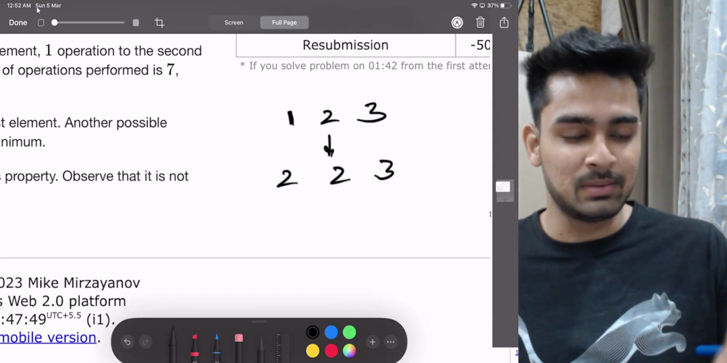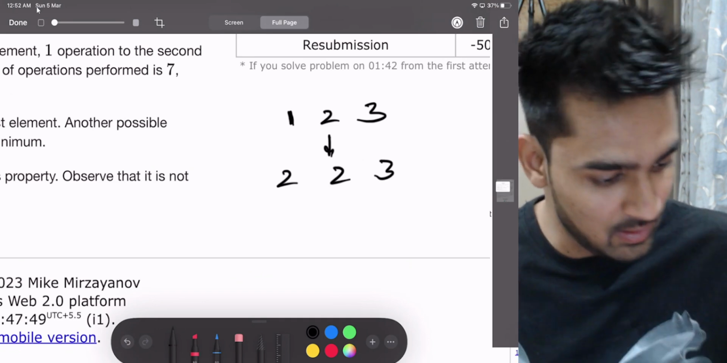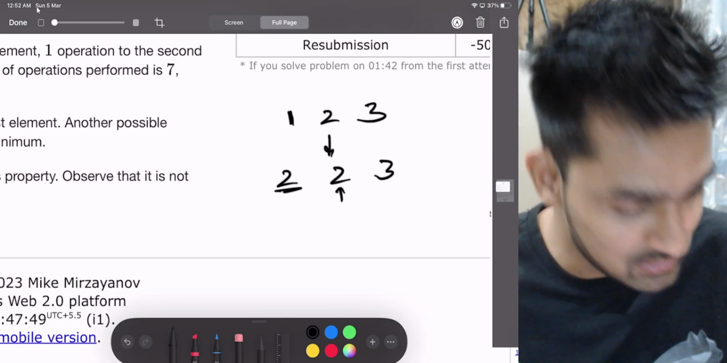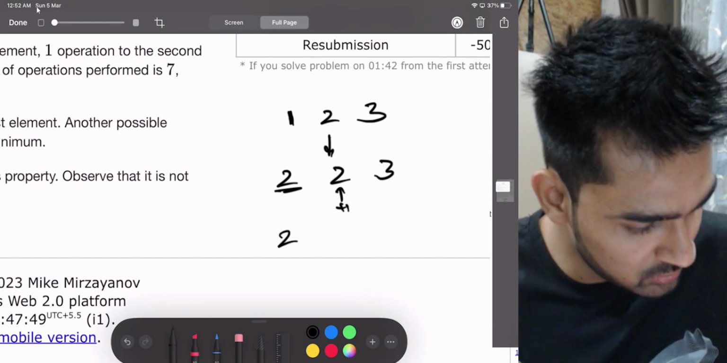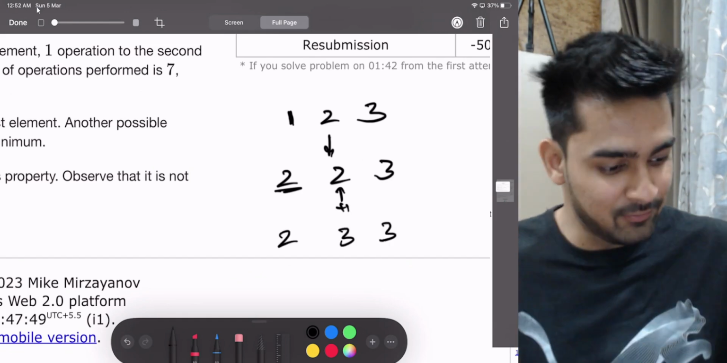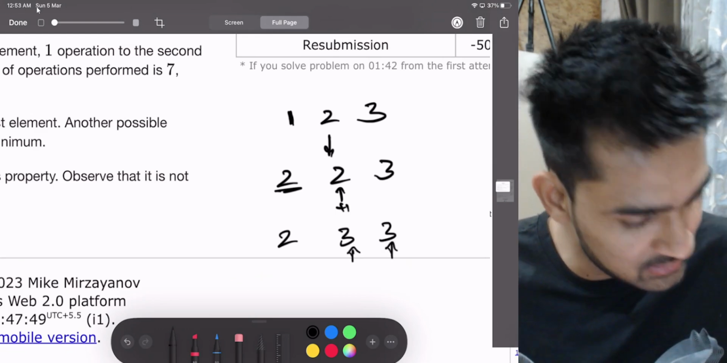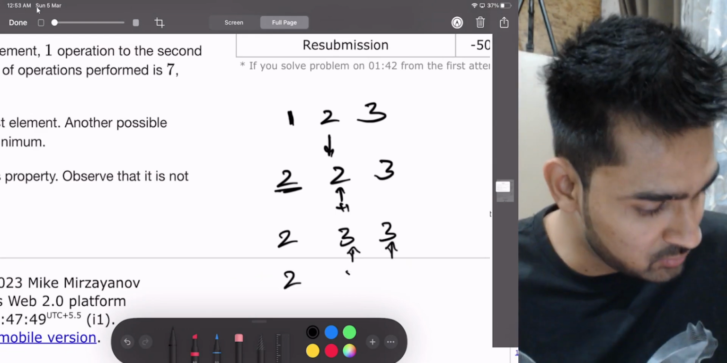Now check if a[i+1] is divisible by a[i] or not. As you can see, this 2 is divisible by this 2, so we need to add 1 here also. So this becomes 2, 3, 3. Again, this 3 is divisible by this 3, so again plus 1. So we have 2, 3 and 4.